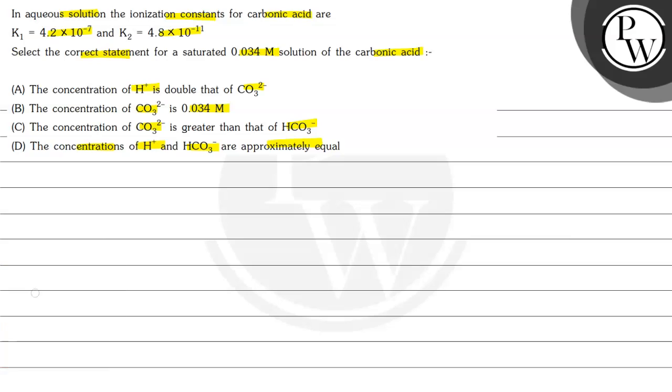So here I'll start the solution and first discuss the key concept in this case. For the first step, we have H2CO3 in equilibrium with H plus and HCO3 minus. And for the second step, we have HCO3 minus in equilibrium with H plus and CO3 minus 2.